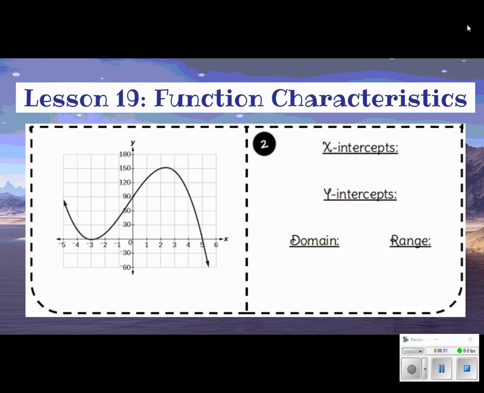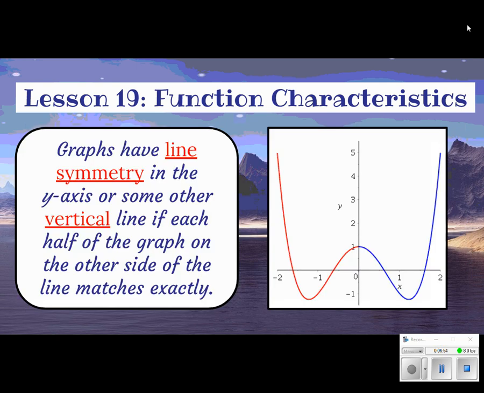All right, so how'd you do? X-intercepts, y-intercepts, domain, range? All right, graphs have line symmetry. Now you can have multiple different versions of line symmetry. We are interested in vertical line symmetry. And so we will look at either the y-axis or another vertical line slicing our graph into 2 pieces that match. So my red piece is like a mirror image of my right blue piece. Okay, and so because of that, it has line symmetry.